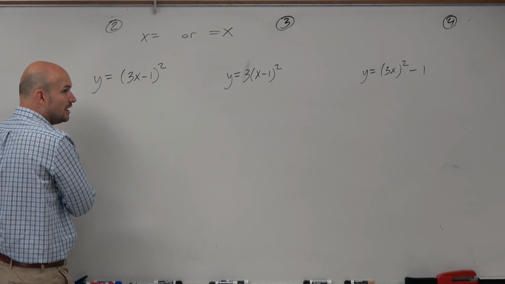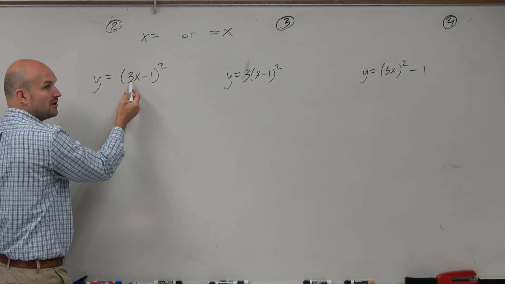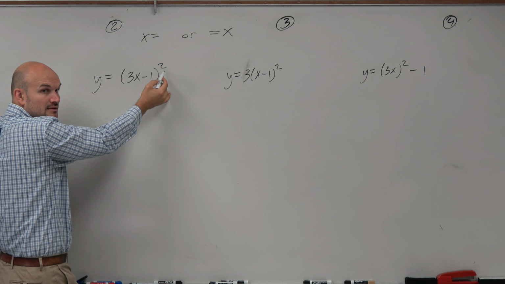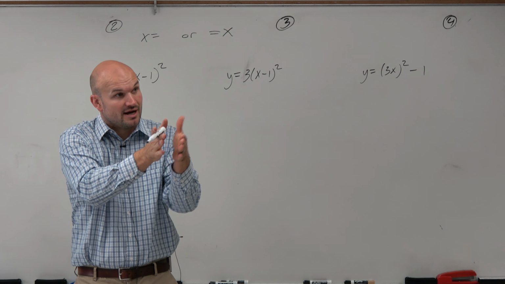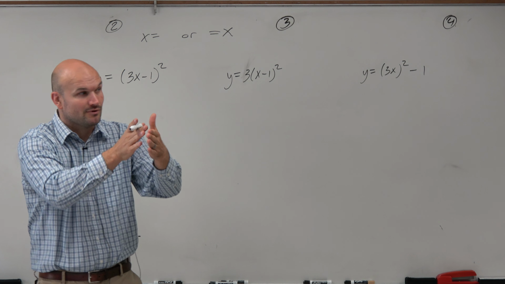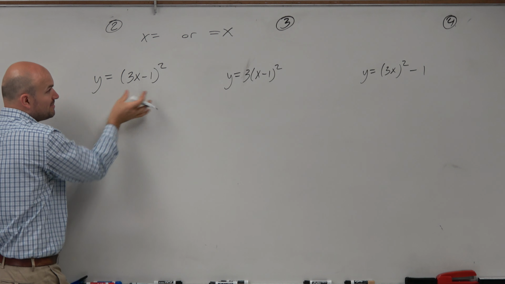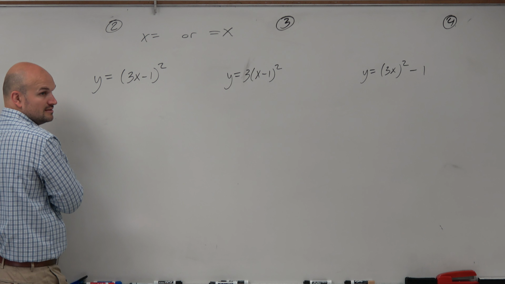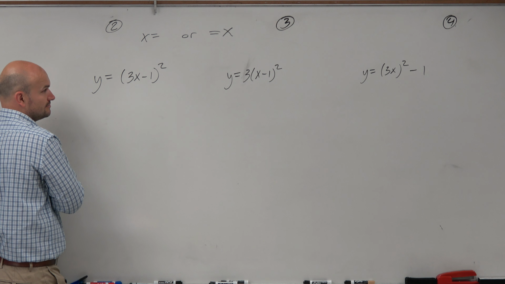Now, again, understanding this reverse order of operations. We can't undo subtraction and multiplication until we undo the squaring, right? Because remember, PEMDAS is parentheses, exponents, and then multiplication, division, add, subtract. We're working our way backwards. But before we can do that, we got to undo the squaring because that's all inside these parentheses. So we got to get rid of these parentheses before we can undo this.